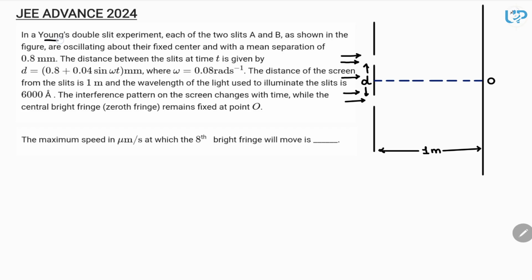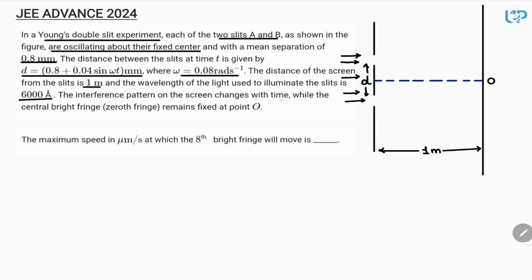In a Young double slit experiment, each of the two slits A and B, as shown in the figure, are oscillating about their fixed center with the mean separation between them being 0.8 millimeter. The distance between the slits at any time t is given by d = 0.8 + 0.04 sin(omega t) mm, where omega is equal to 0.08 radian per second. The distance of the screen from the slit is fixed, that is 1 meter, and the wavelength of the light used on the slit is 6000 angstrom.